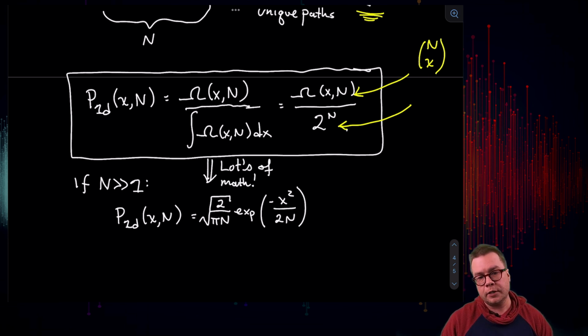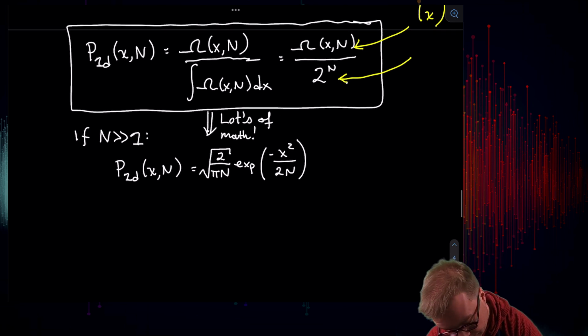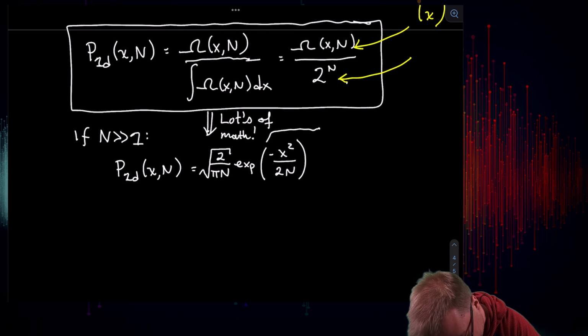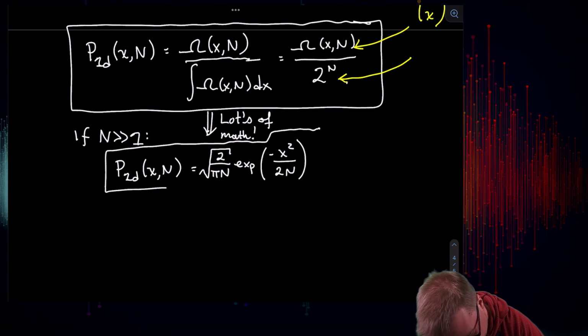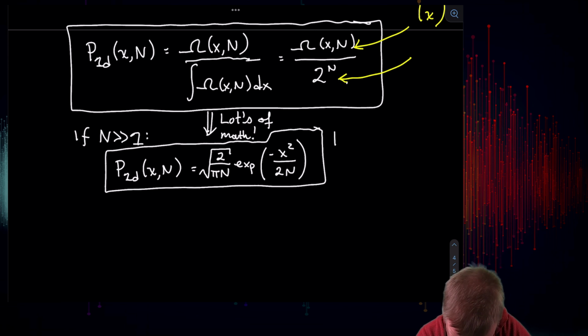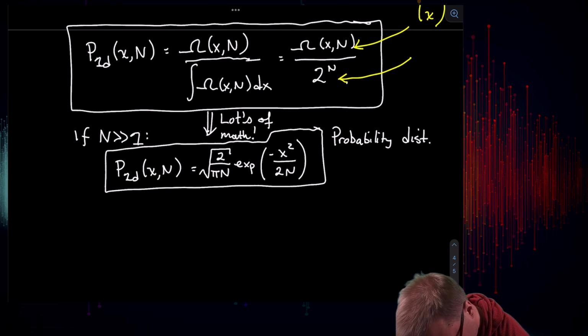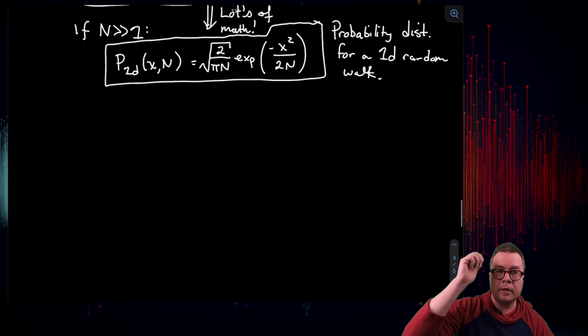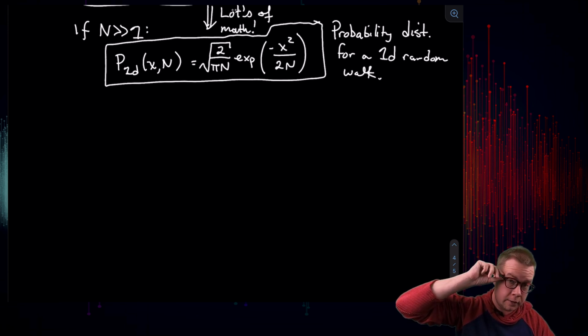And while it's important to be able to do that, it's not really that important for the purpose of this class. So the second thing I would say is that this expression is going to be very important for us. This is the probability distribution for a 1D random walk if n is very, very, very large.